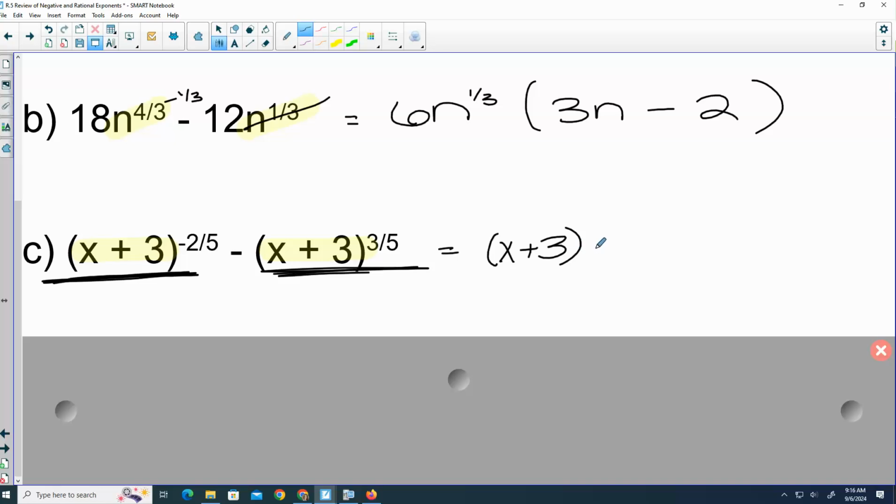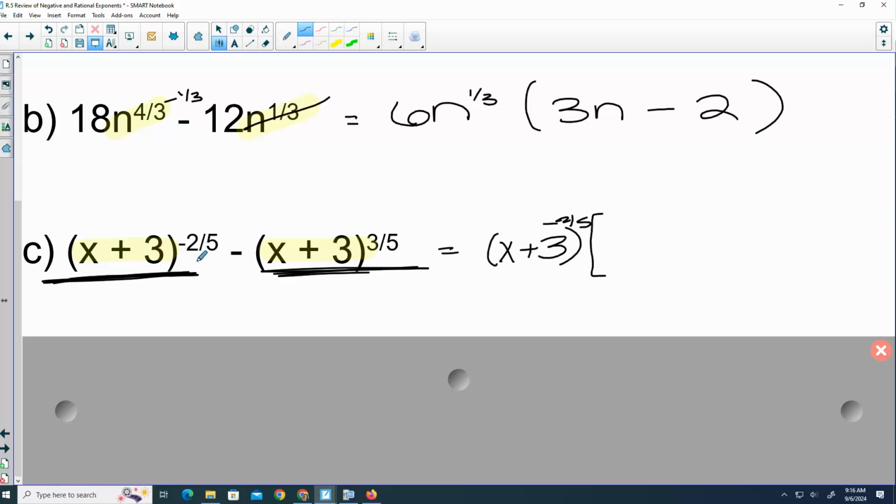If I take that out, I'm going to put a bracket here just because I already have parentheses. I don't want that to be confusing. We have to take out the smaller power. What's smaller, -2/5 or +3/5? So that's x plus 3, the -2/5 we're taking out.